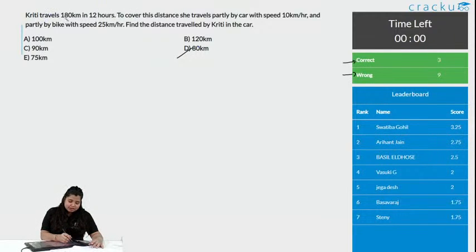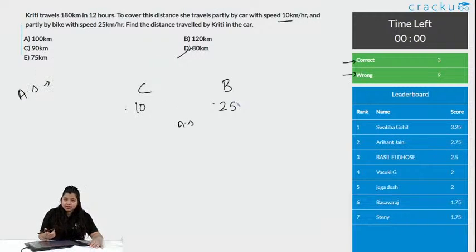Okay, there is a person, Kriti, who travels 180 kilometers in 12 hours. To cover this distance, she travels partly by car and partly by bike. For the car, the speed is 10 km per hour, and for the bike, the speed is 25 km per hour. Now, here we need the average speed, right? So, what is average speed? Is average speed this plus this divided by 2? No, average speed is total distance divided by total time.